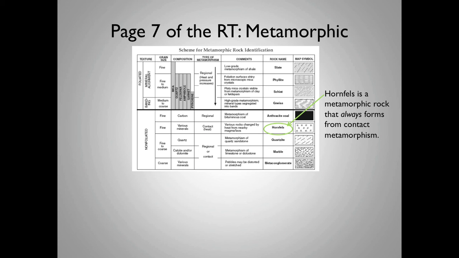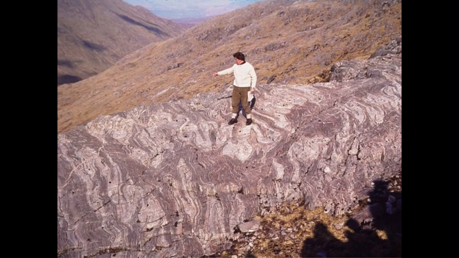Hornfels is a metamorphic rock that always forms from contact metamorphism. It's the only one that always forms from contact metamorphism, or it's the only one listed in the reference tables. So another picture, cool picture of metamorphic rock. This has been our summary of metamorphic rocks.